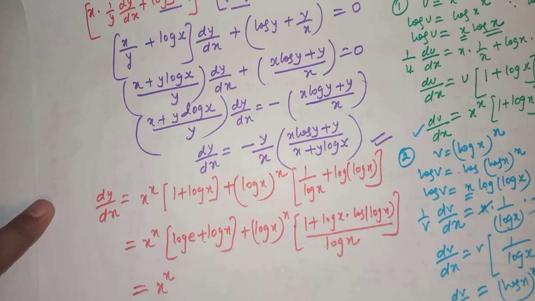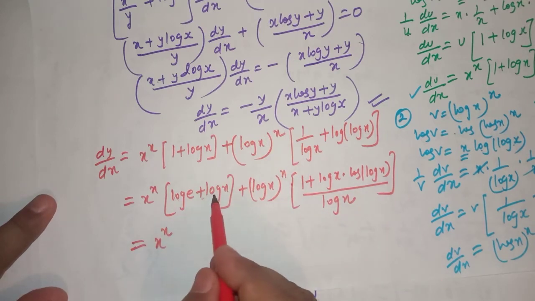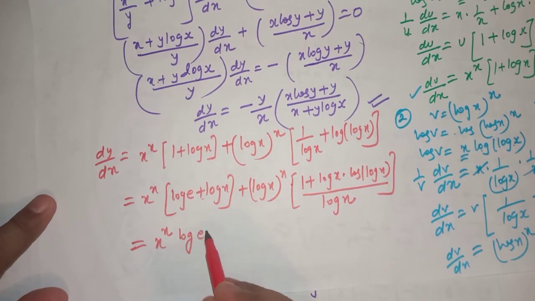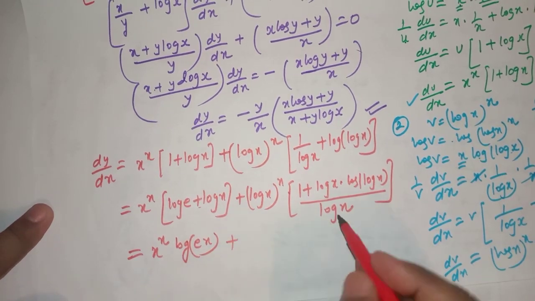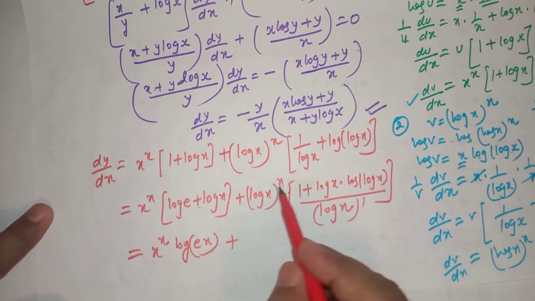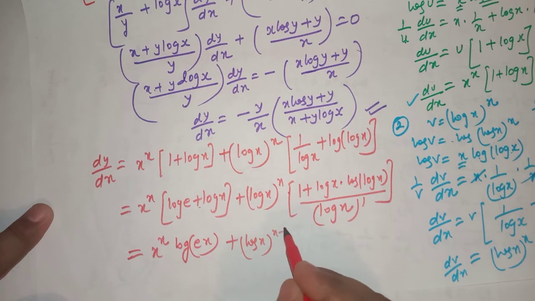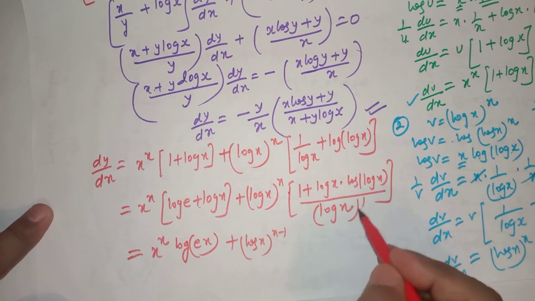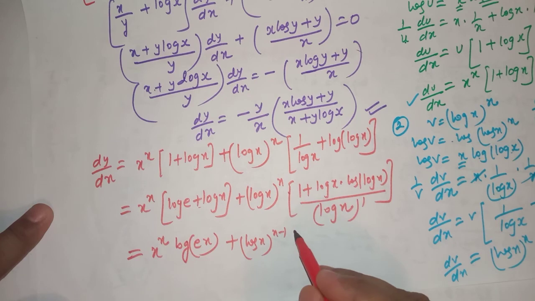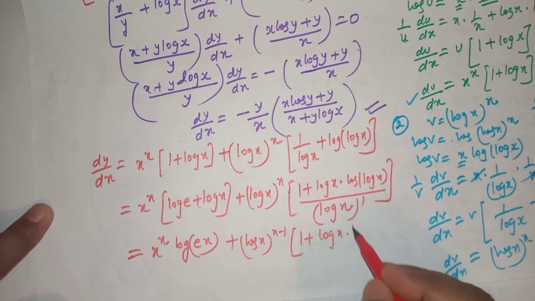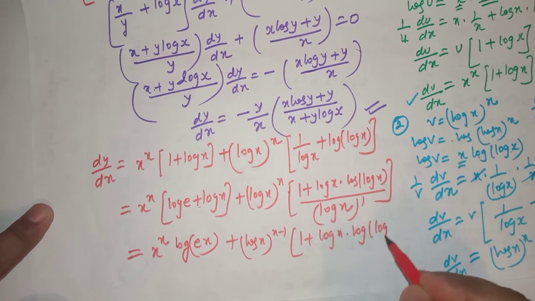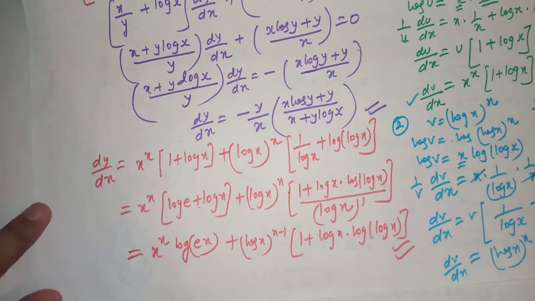Then we'll write x raised to x, log e plus log x will become log of ex, plus this power will be subtracted from this, so we'll have log of x minus 1. Clear? This expression will go to the numerator, and here we have 1 plus log x multiplied by log of log x. So this is the required expression. Clear?